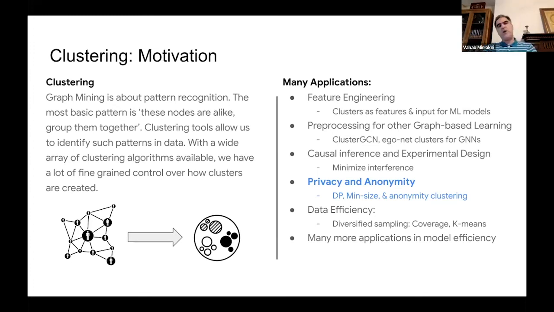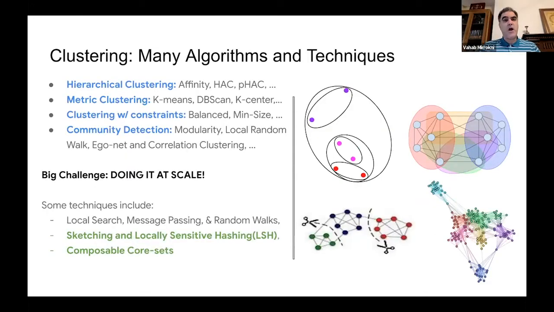In terms of the type of algorithms that we've developed, hierarchical clustering is the focus of this part of the talk. It's actually the most popular, most effective technique. But we have metric clustering, clustering with constraints, for example balanced partitioning or enforcing a minimum size, and community detection type algorithms. And the techniques we use here are message passing, random walks, local search, again locality sensitive hashing, especially when we get to metric clustering, and also composable core sets.